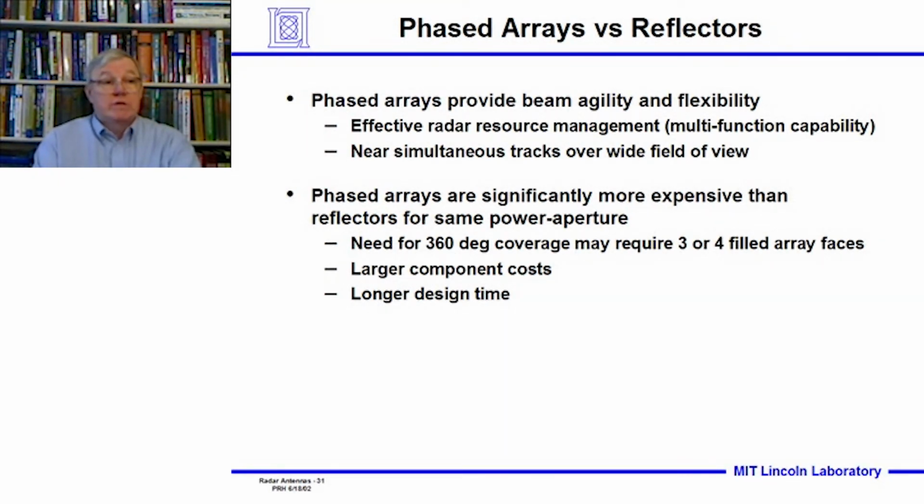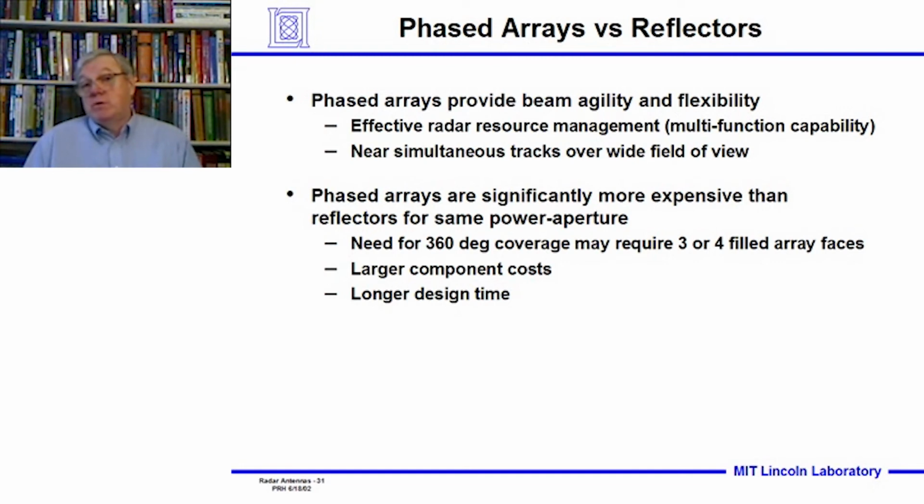The next major bullet gets into it. It's more expensive to build a phased array with the same power aperture product as a reflector. And if you need 360-degree coverage, you may need 3 or 4 filled array faces to cover that. As I mentioned, you can't scan the phased array 180 degrees and have 2 of them back to back, because you'll have scan losses and the beam shapes will be very poor out at the wide angles. So you're going to have multiple phased arrays, 3 or 4 filled arrays, to cover 360 degrees.